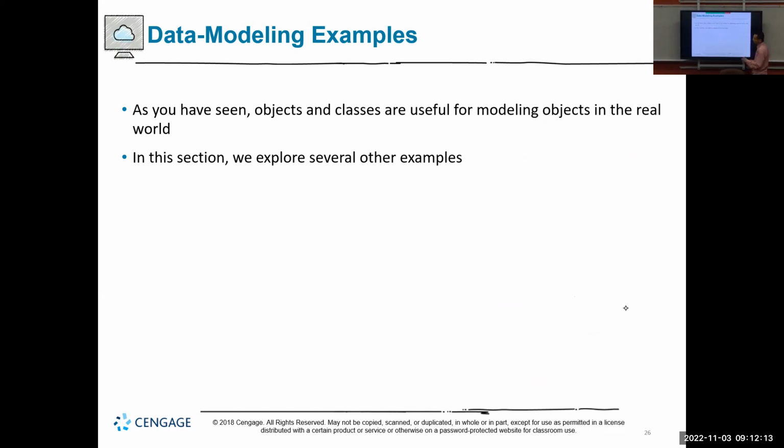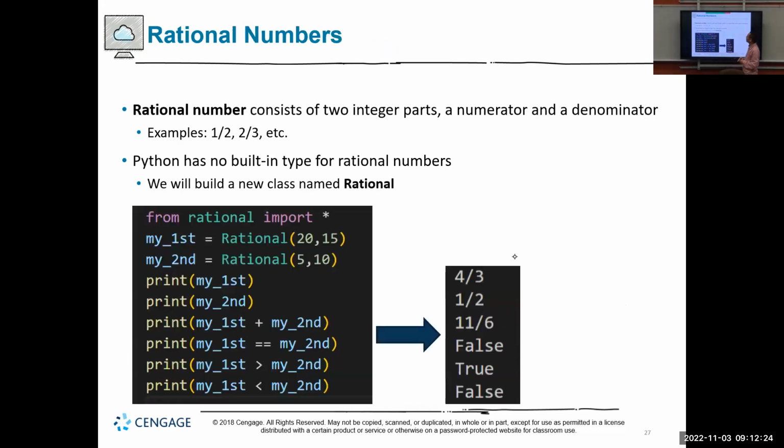Now we have some specific examples when working with classes. Here you have data modeling. You can think about one specific example when we work with a rational number. A rational number consists of 2 integer parts, right? You have the numerator and you have the denominator.